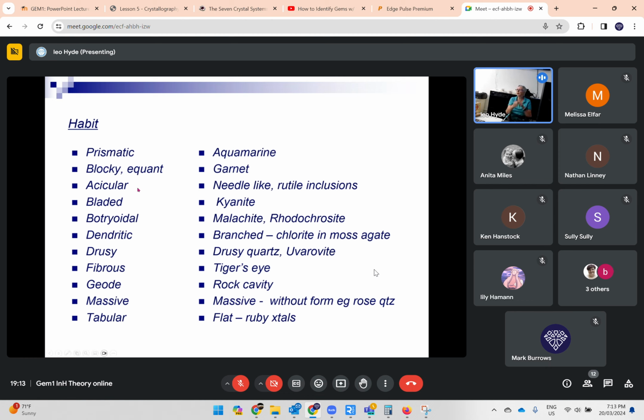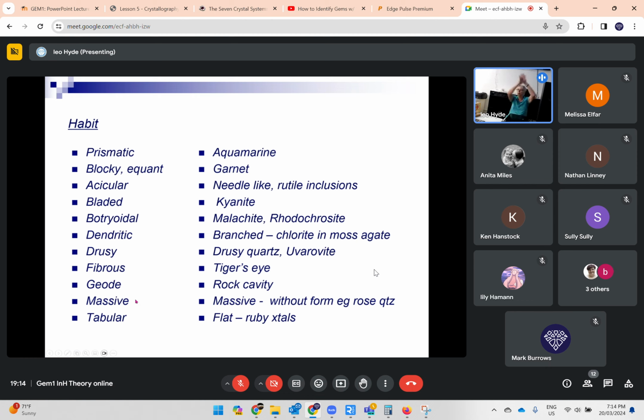Acicular just means needle-like. So sometimes if you go to the crystal shows and you look at all those lovely inclusions, you can see rutile inclusions in quartz. They're long. We call those acicular because they're needle-like inclusions. So we can have inclusions that are needle-like because they're a mineral, or we can have the overall crystal having a particular shape. So they can ask you, see, tabular is this squished one from the C-axis.